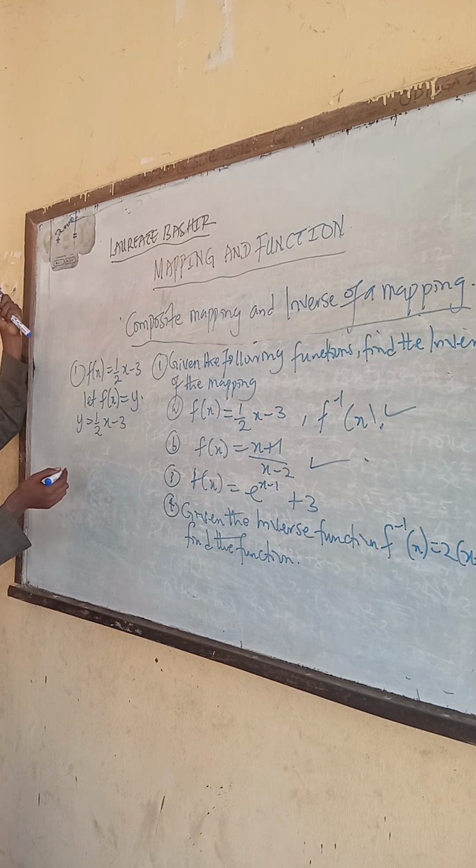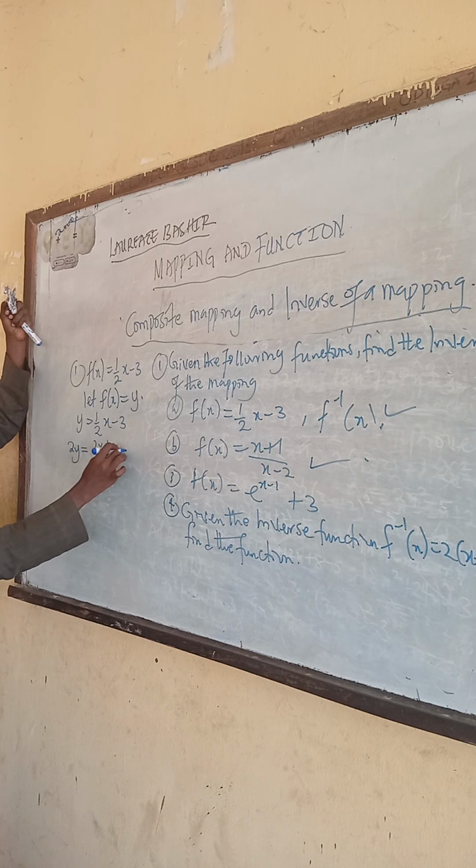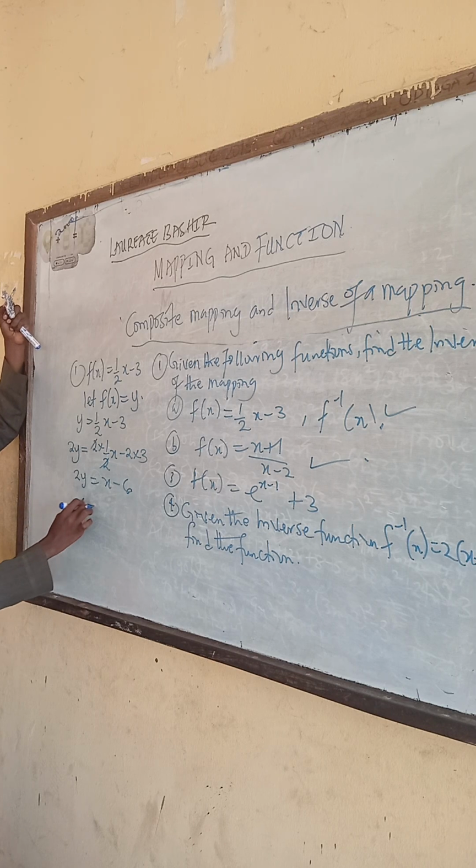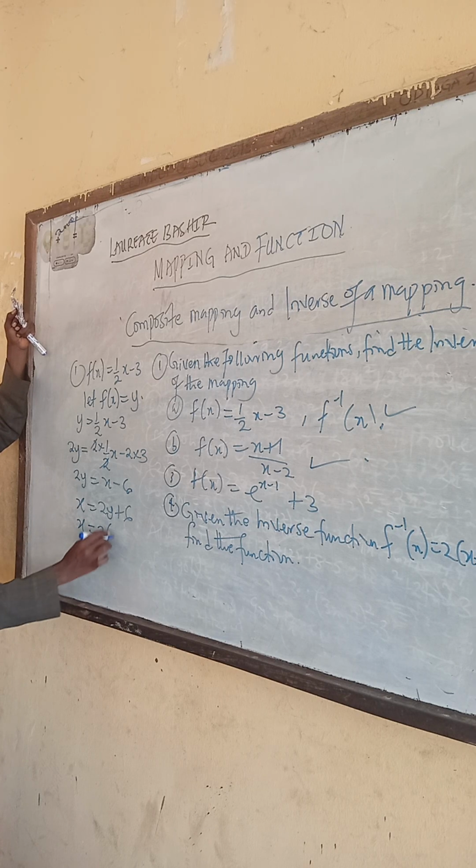How do you make x the subject of the formula? Multiply both sides by 2. You have 2y equals 2 times 1 over 2x minus 2 times 3. The 2 cancels 2. You have 2y equals x minus 6. Collect terms to make x the subject. You have x equals 2y plus 6. So you can now have x equals 2 open brackets y plus 3 if you factorize.